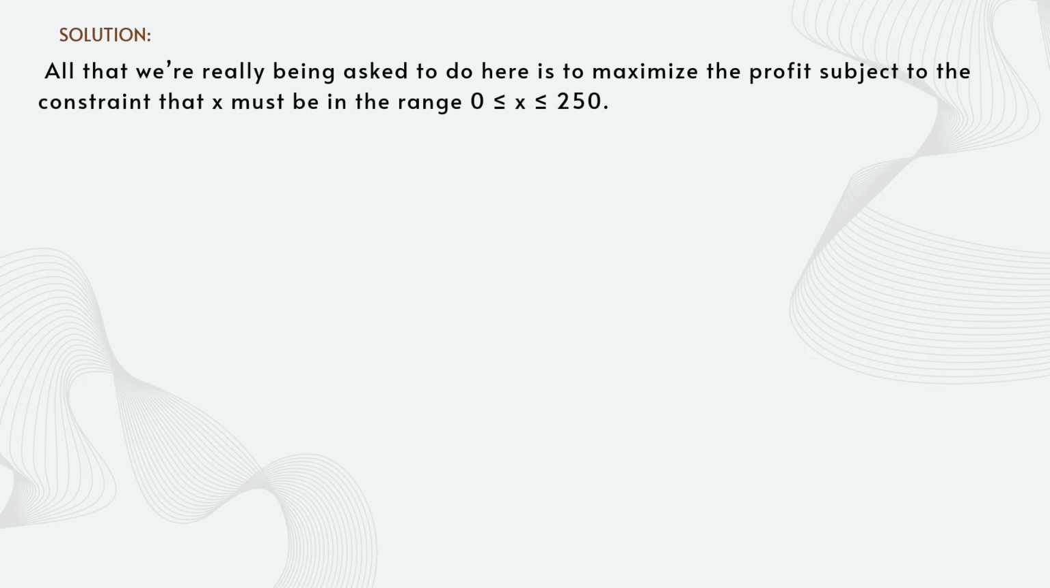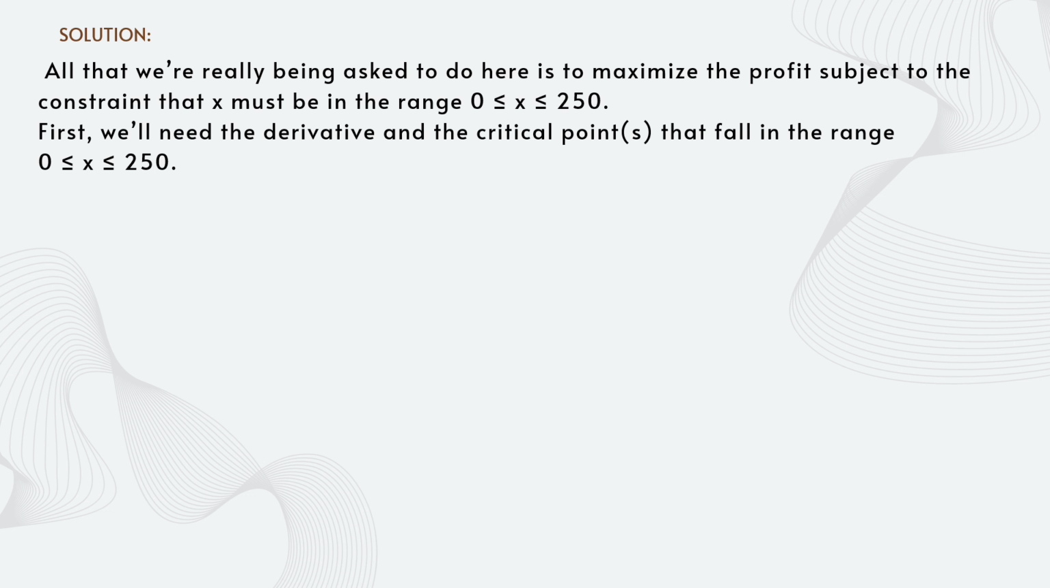All that we're really being asked to do here is to maximize the profit subject to the constraint that x must be in the range of 0 to 250, or x is greater than or equal to 0 but less than or equal to 250. First, we'll need the derivative and the critical points that fall in the range 0 ≤ x ≤ 250.